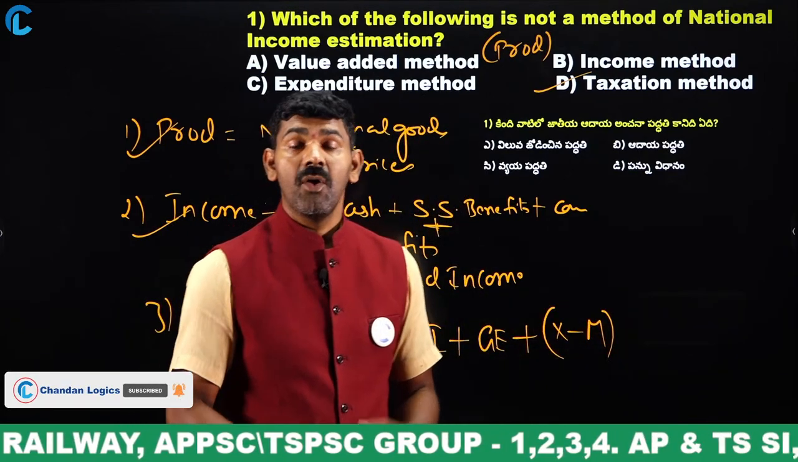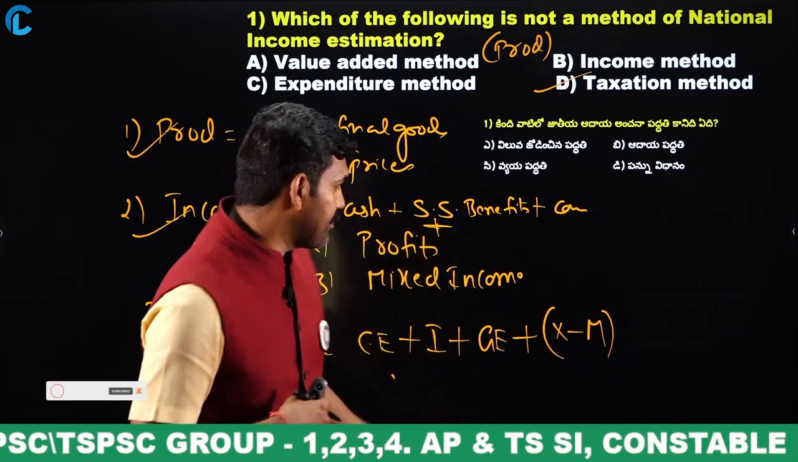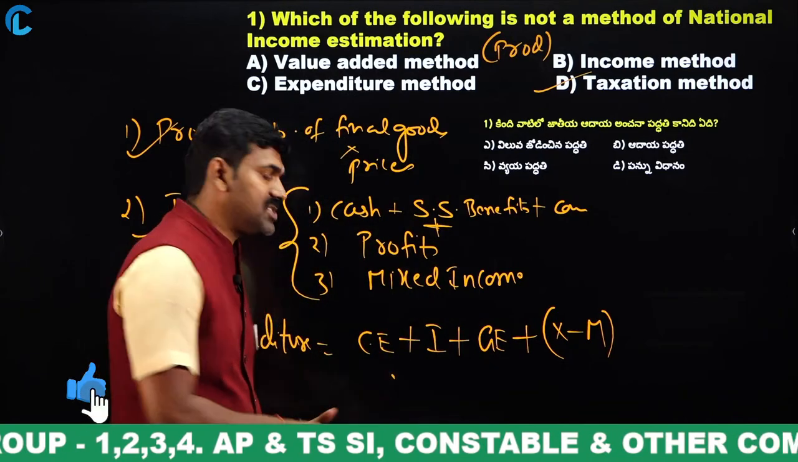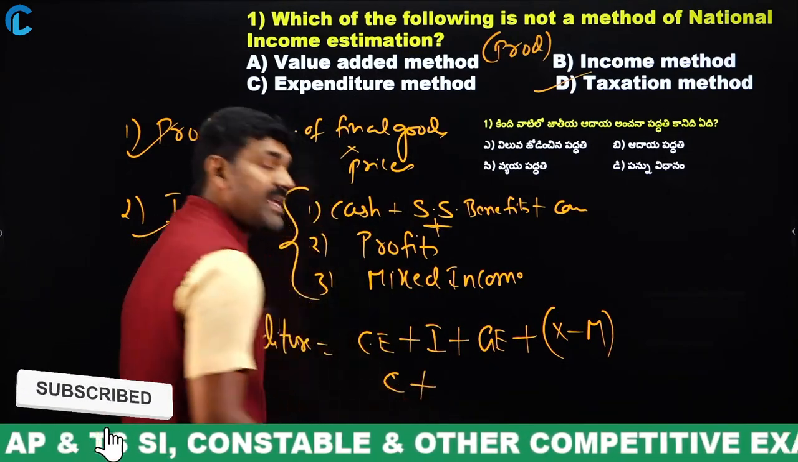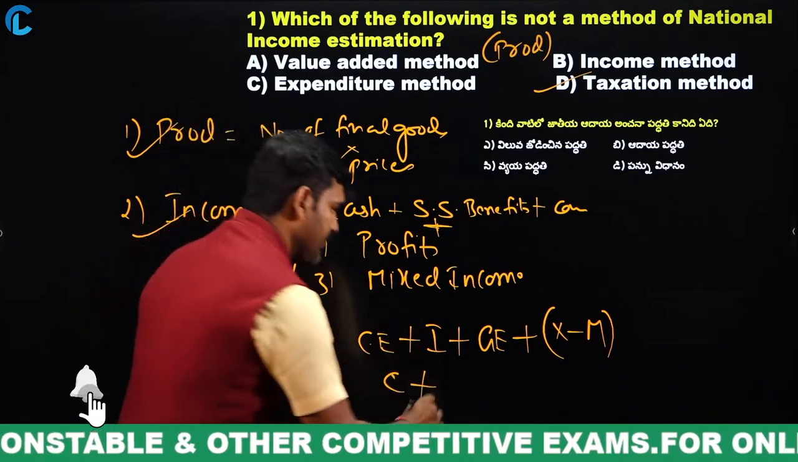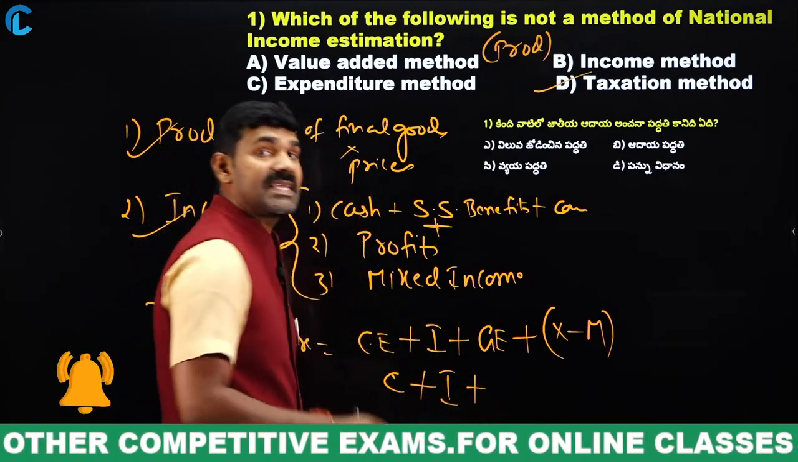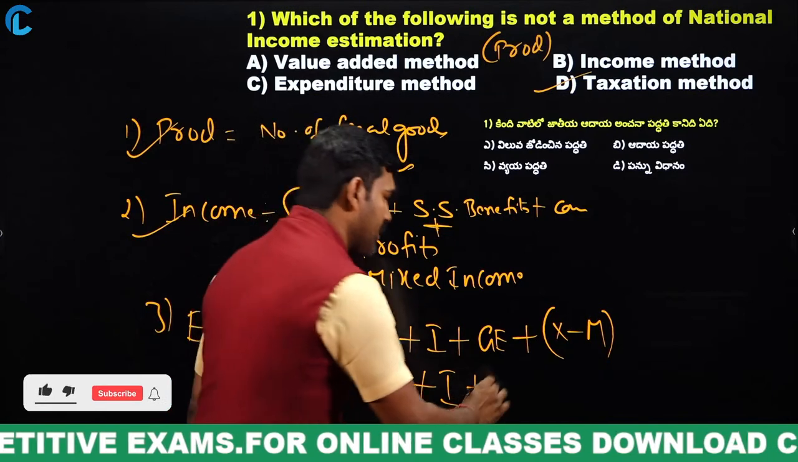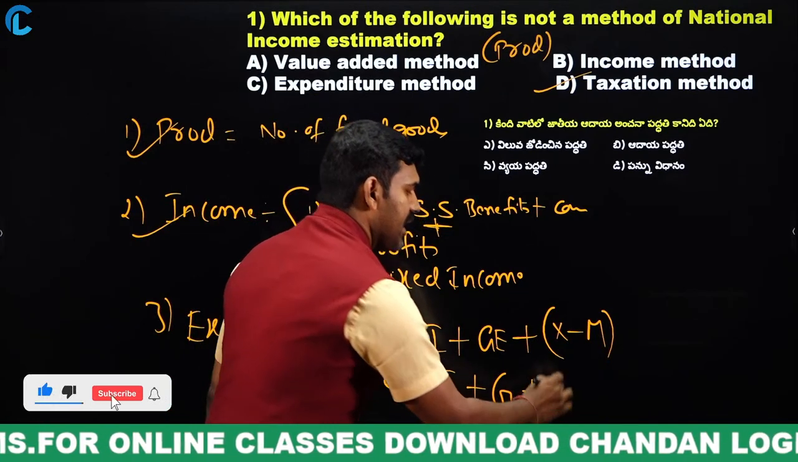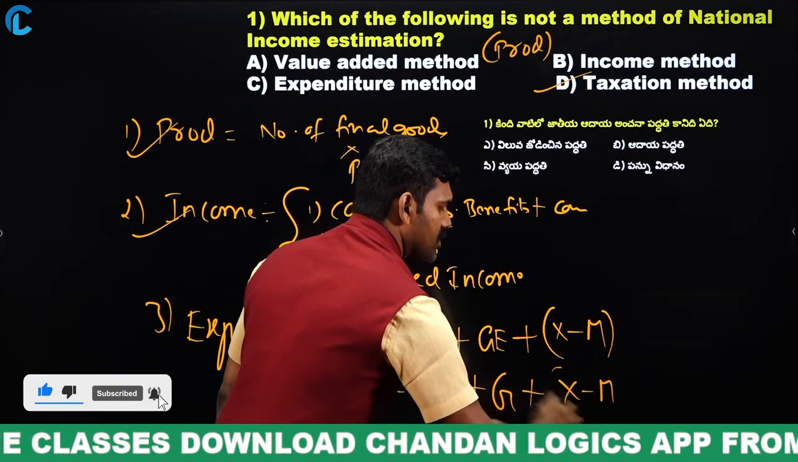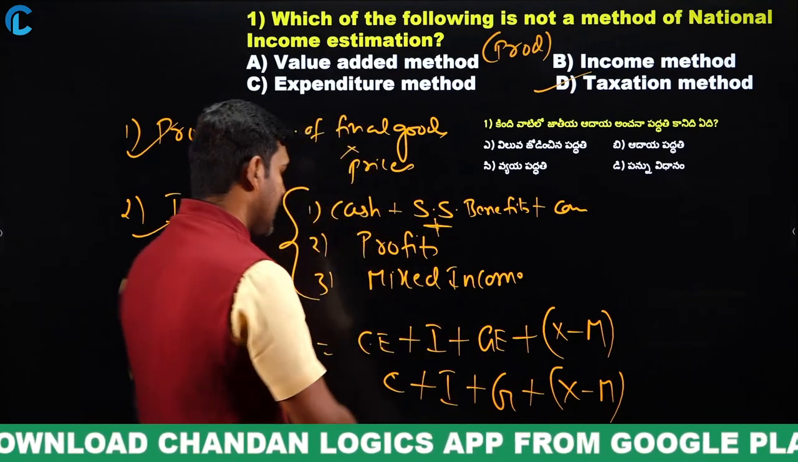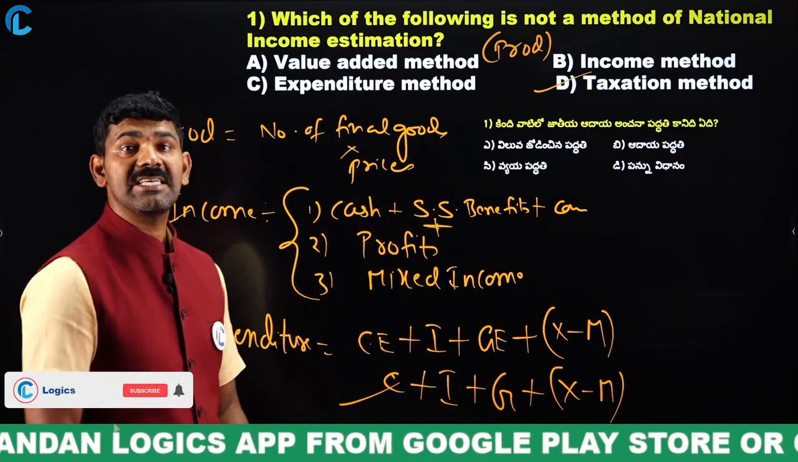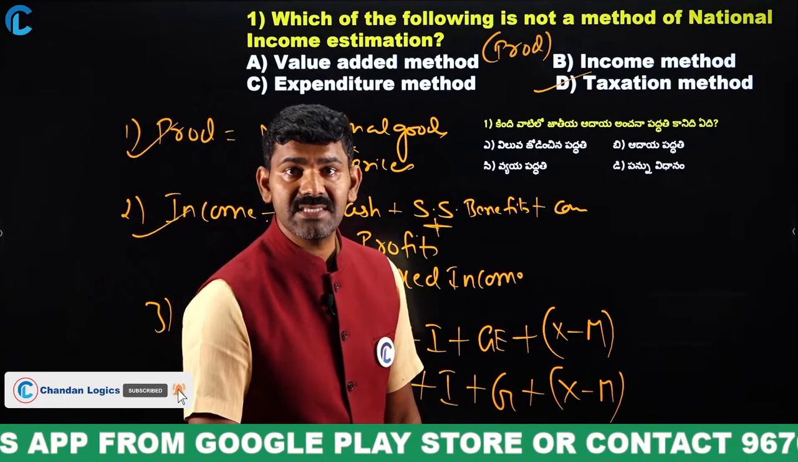So whatever money I am spending can be in the form of consumer expenditure, called C. It can be savings converted into investment. It can be taxes converted into government expenditure. And it can be exports minus imports. And this is the formula for the expenditure method.